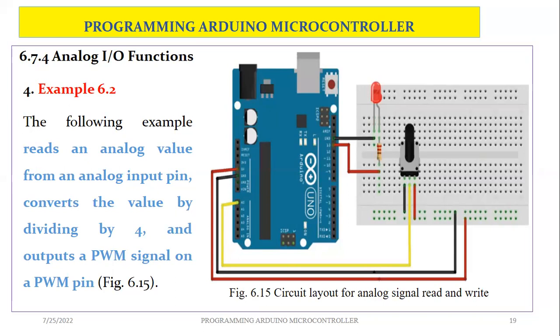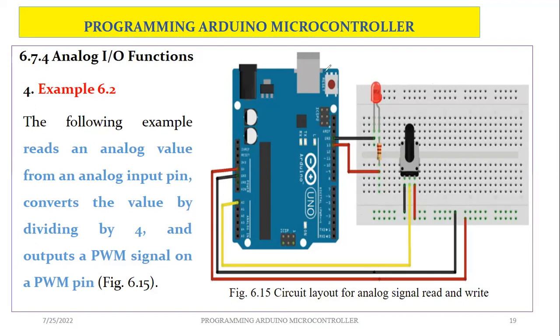Then we convert that value to a PWM signal by dividing by 4 and then outputting the PWM signal on a PWM pin. In this case, we're going to use pin number 11. So this is the circuit layout. We want to draw the circuit in Tinkercad.